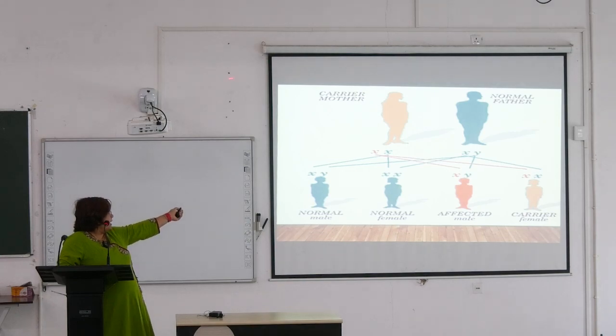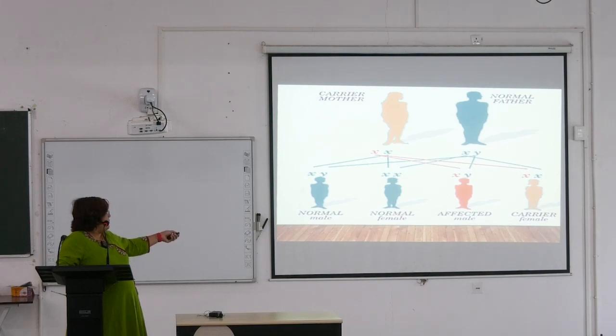So among the offspring of these two parents, one will be a normal male child, one will be a normal female child, another male who has inherited this X chromosome will be the affected male child, affected by the hemophilia disorder, and another female child who will inherit this X chromosome will be the carrier female. And like this, the disorder will pass on through generations.